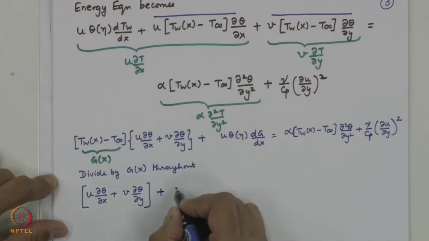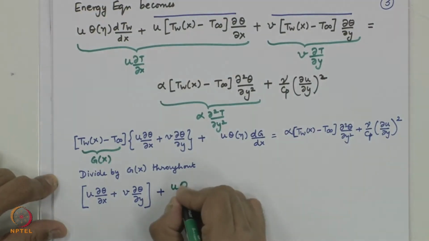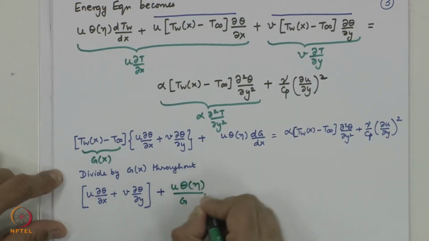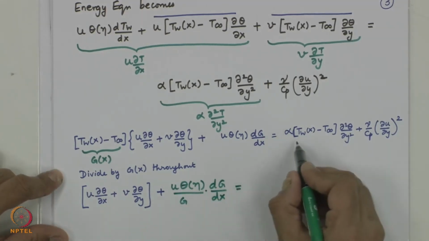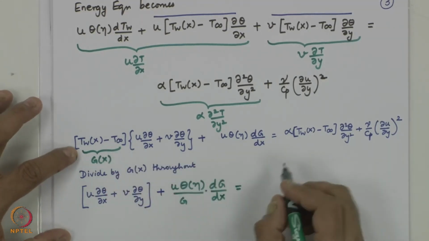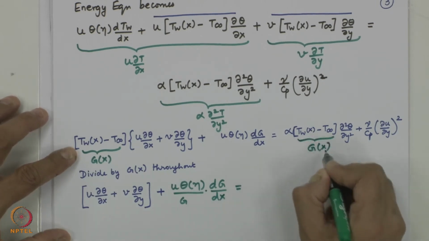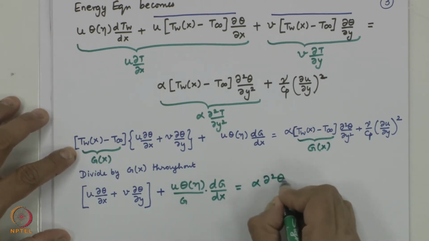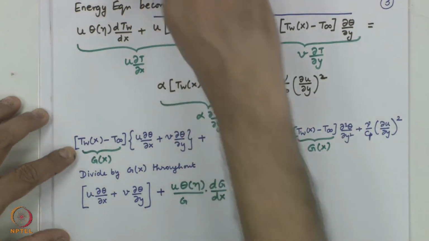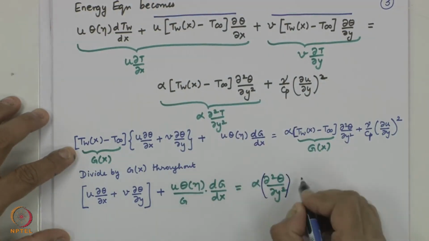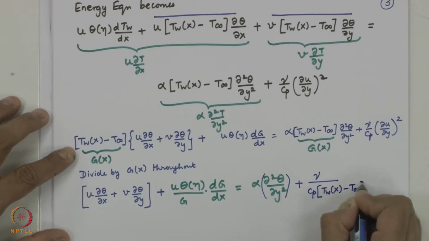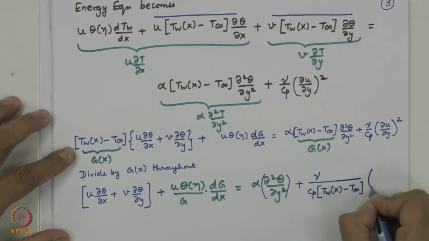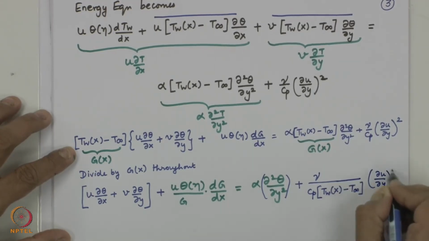So that is going to be given by u theta of eta divided by g, dg/dx, is equal to, (Tw minus T infinity) will get cancelled. This is also g(x), so this is going to get cancelled. Alpha d squared theta/dy squared. This part also remained as it is as before. Plus nu over Cp (Tw(x) minus T infinity). I will write it like this because it is going to help me to define something later on.